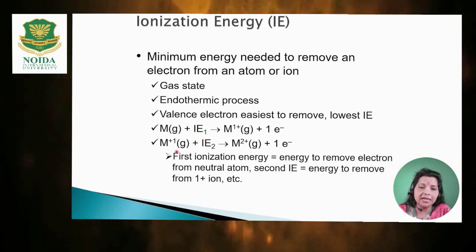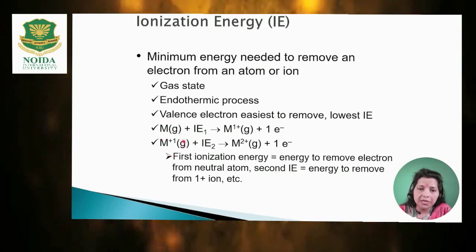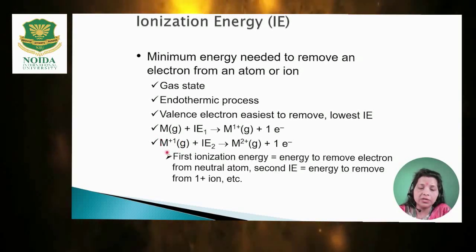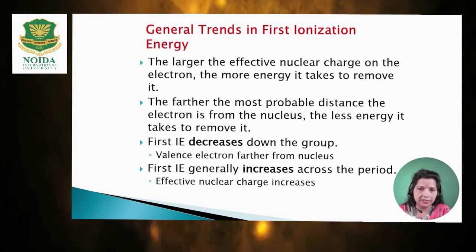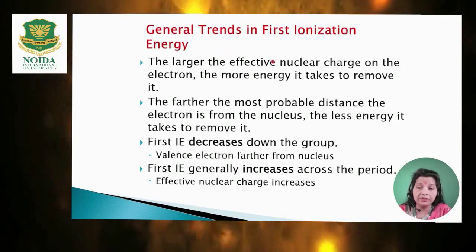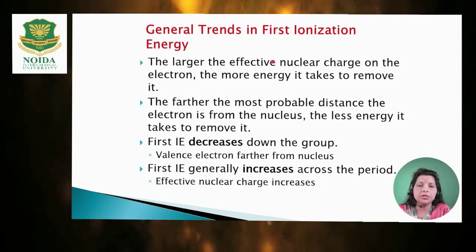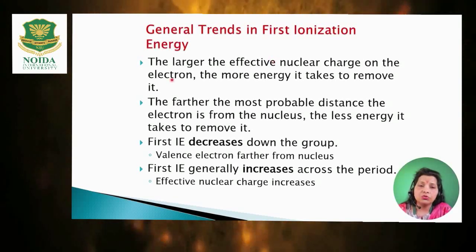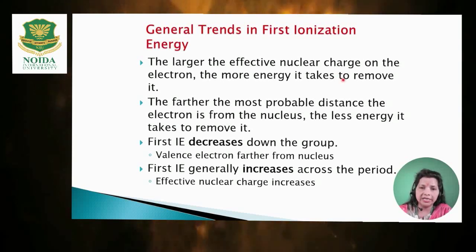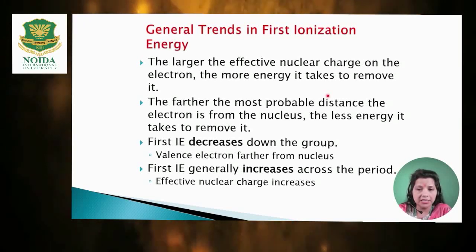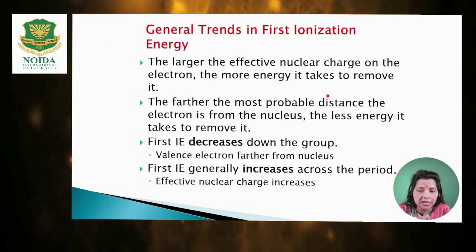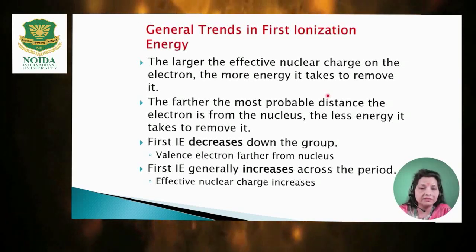The reason behind it is that here you are removing the electron from its neutral state, right? But in the second ionization energy, you are removing the electron from its already ionic, that is cationic, state, right? Now how does the trend of ionization energies go whenever you are moving left to right in the periodic table or up to down? The larger the effective nuclear charge on the electron, the more energy it takes to remove it, meaning the higher the force of attraction from the nucleus, the tougher it is to remove the electron from its valence shell.